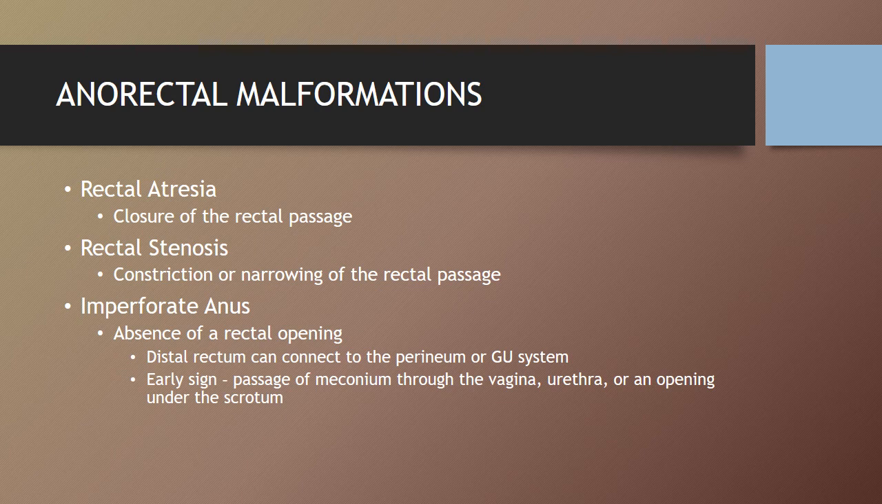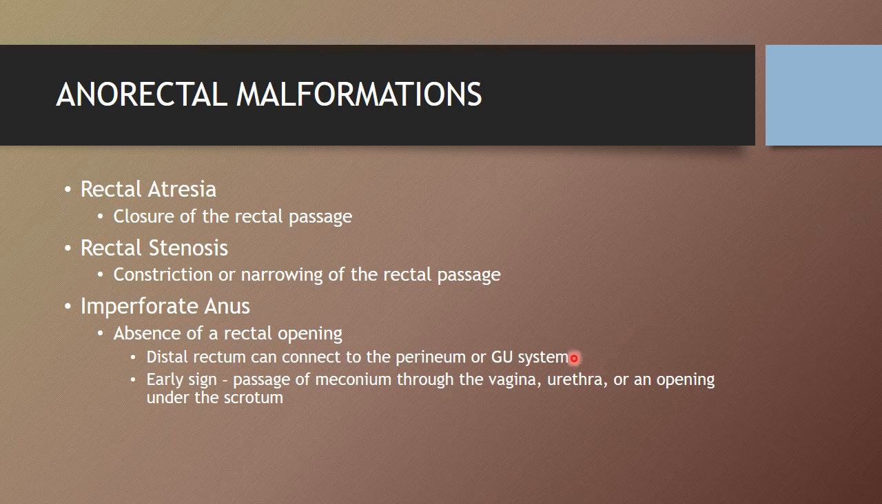And then I just wanted you guys to be aware of the different anorectal malformations. Rectal atresia, there's that atresia word again. Closure of the rectal passage is what that is. Rectal stenosis, remember what stenotic is: constriction or narrowing of the rectal passage. And then an imperforate anus is actually the absence of a rectal opening.